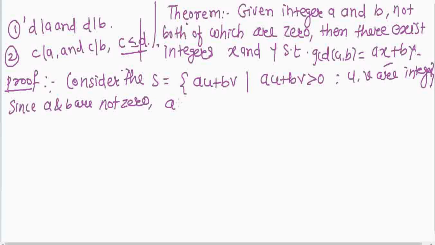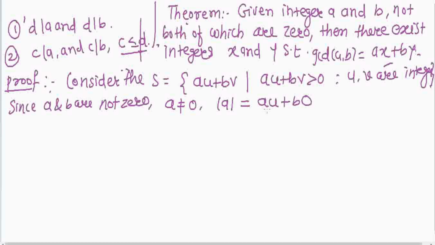So let us take a not equal to 0, then we know that a squared is positive. Therefore we can write a squared is equal to a times au plus b times 0.